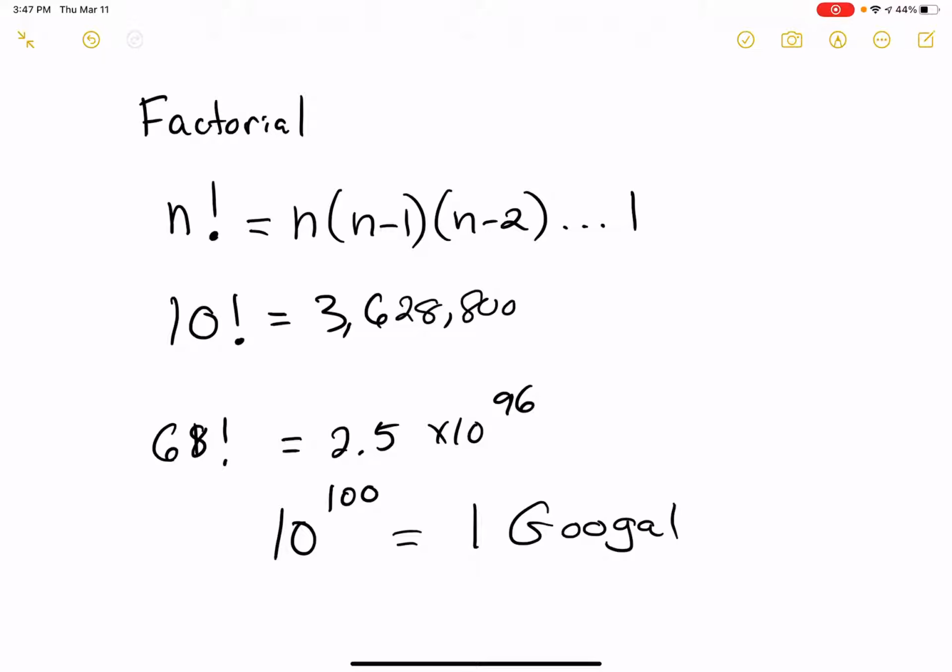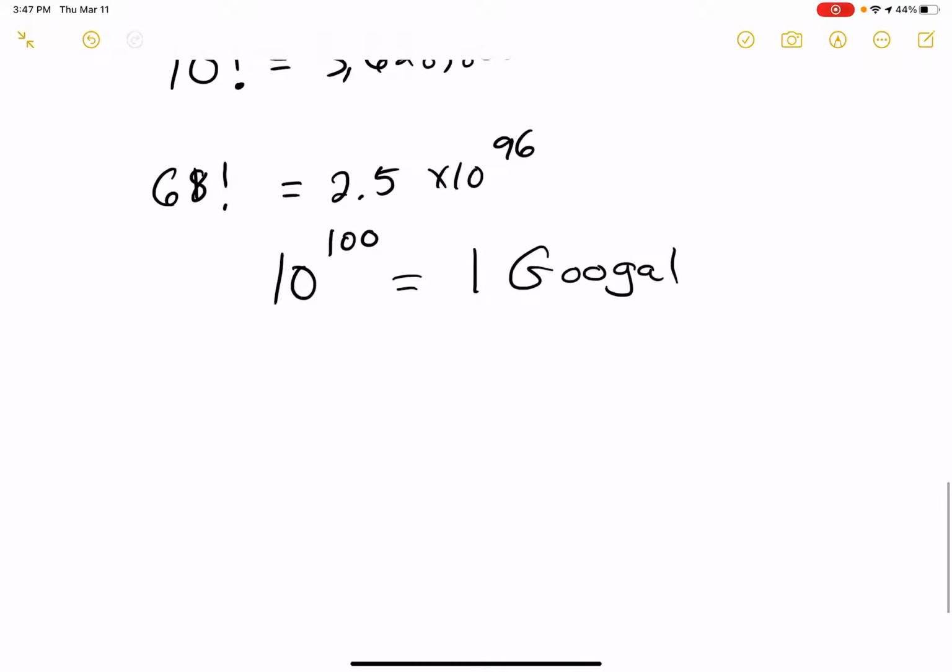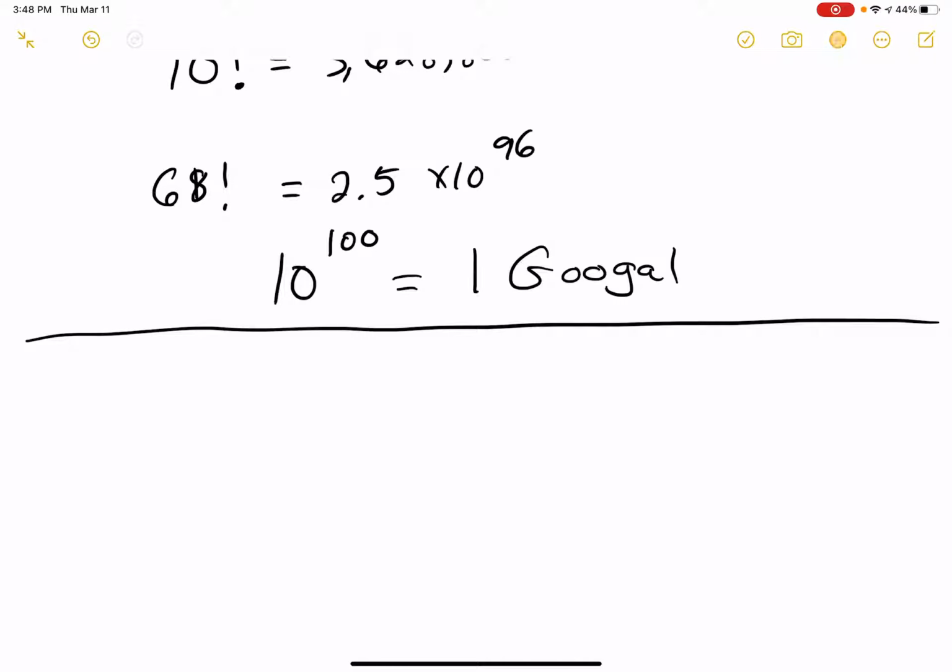If you try to do 69 factorial on your calculator, well, your calculator can't handle a number bigger than a Google, so it'll crash. Let's consider a different name.